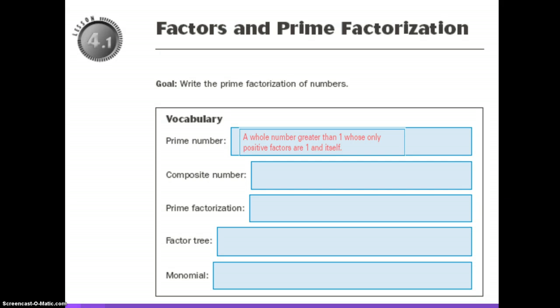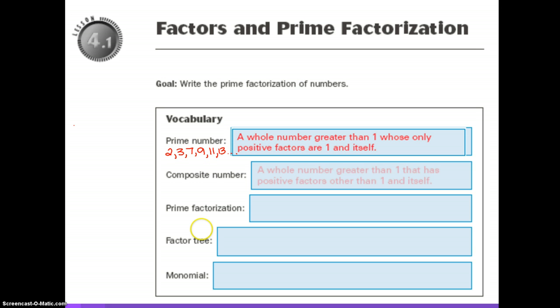A prime number is a whole number greater than 1 whose only positive factors are 1 and itself. An example of a prime number is 2, which is actually the only even prime number, 3, 7, 9, 11, 13, and so on. Again, that means that the only thing that divides by these numbers is 1 and itself.